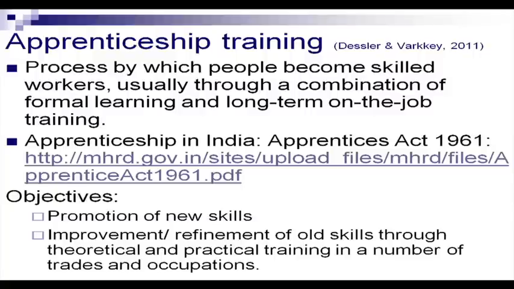Apprenticeship training. Apprenticeship training is the process by which people become skilled workers, usually through a combination of formal learning procedures. So, formal learning and long term on the job training. Apprenticeship means that you let people do the new thing that you are teaching them to do, and you are constantly monitoring the work that they are doing, and it's of a longer duration. So, it is on the job training, but it is more spread out.